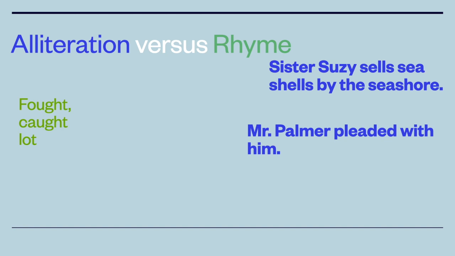When it happens at the end of the word, it's called rhyme. So fought, caught, lot, they all match the sound at the end, so that's a rhyme. Or scary Larry Fairy. And just to point out, rhymes and alliteration, they're not necessarily spelled the same. It's that they sound the same.